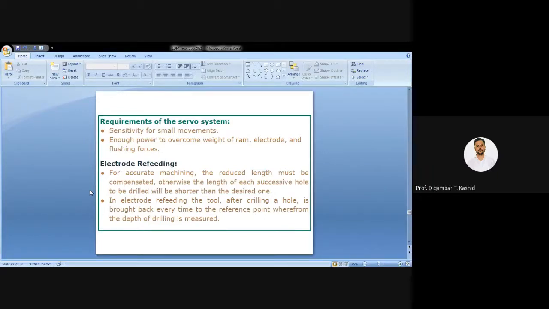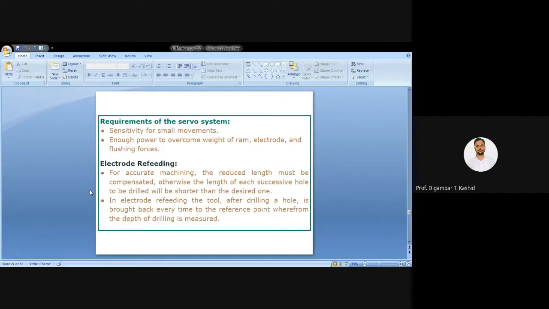Otherwise, the length of each successive hole to be drilled will be shorter than the desired one. I repeat, if you do not feed the tool, then due to tool wear your length will be reduced. So the reduced length of the tool can be compensated. Otherwise the length of each successive hole drilled in the workpiece will be shorter than desired. So in electrode refeeding, the tool after drilling each hole is brought back, as is necessary.